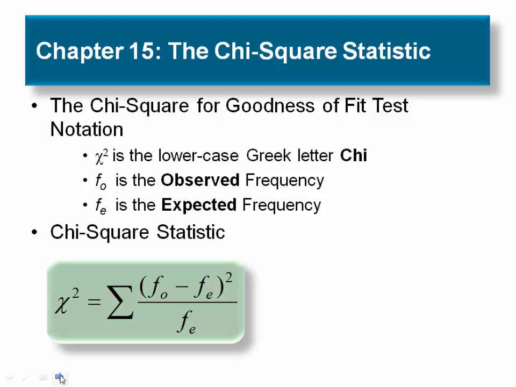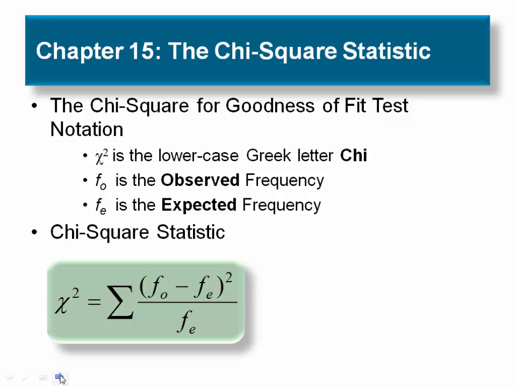Second, square the difference. This ensures that all values are positive. Third, divide the squared difference by the expected frequencies. Fourth, sum the values from all the categories. The notation for the observed frequencies is an italicized lowercase f with an O subscript. The notation for the expected frequencies is an italicized lowercase f with an E subscript.